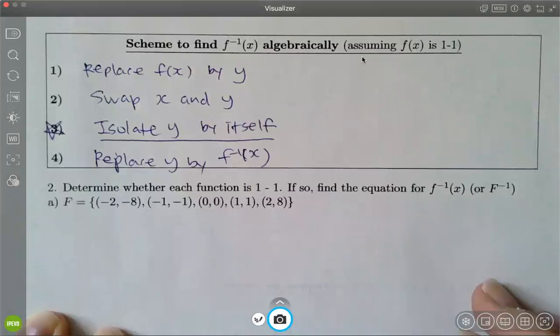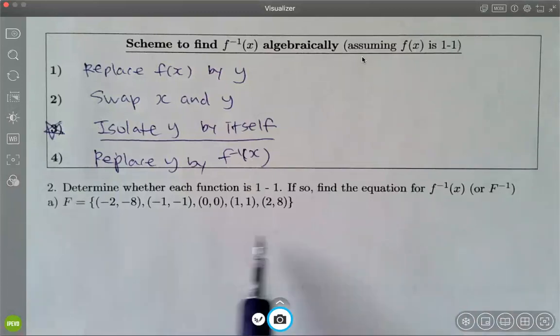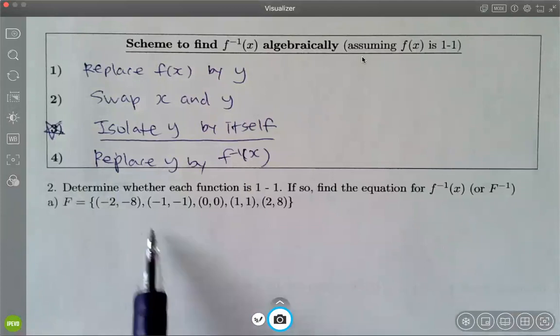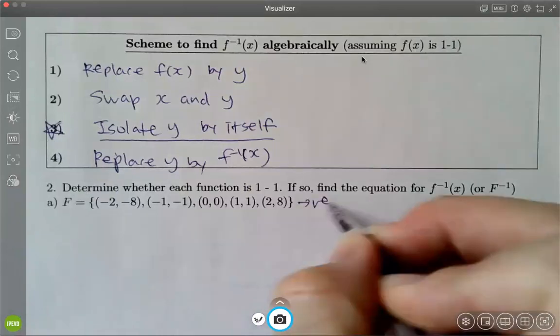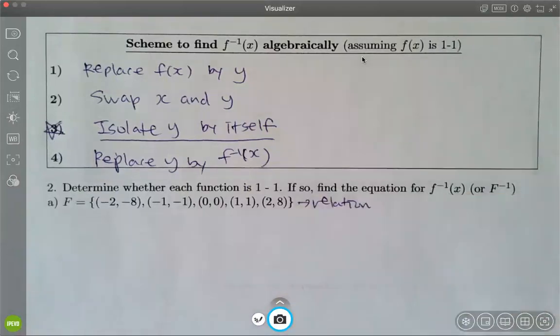Okay, now part A. We have seen this kind of representation before. Remember that? Okay, so what does this mean? There are a bunch of points and they're contained in a set or group, right? Okay, so what does that mean? This is a relation, remember? Okay, so now, how do we know that this relation is one-to-one?